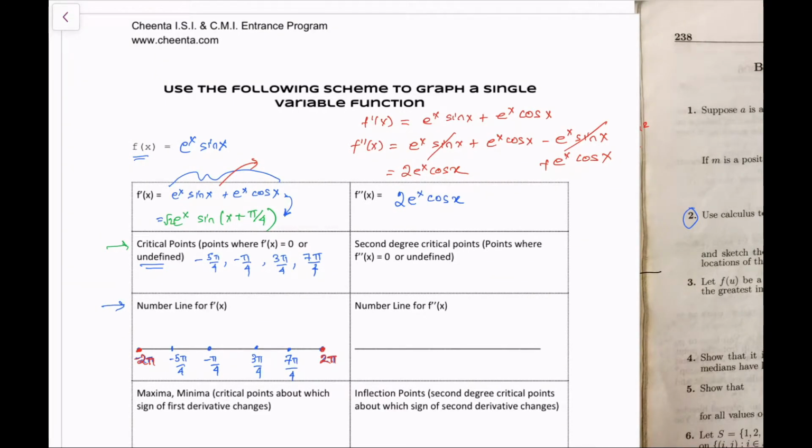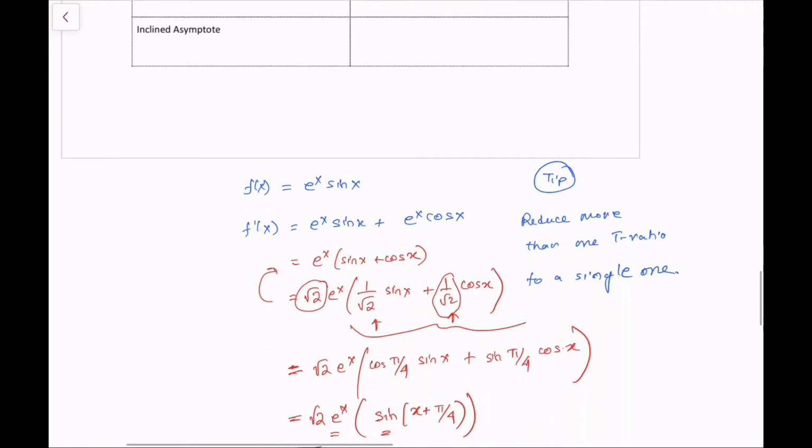All right. So we have the second derivative. Now we want to find out the second degree critical points. That's the points where the second derivative is 0 or undefined. So we set the second derivative equal to 0. Let's do that. So 2 times e to the x cosine x. That's my second derivative. Let's set that equal to 0. Obviously 2 times e to the x is never 0 because exponential function is always a positive function. So this is 0 only when cosine of x is 0.